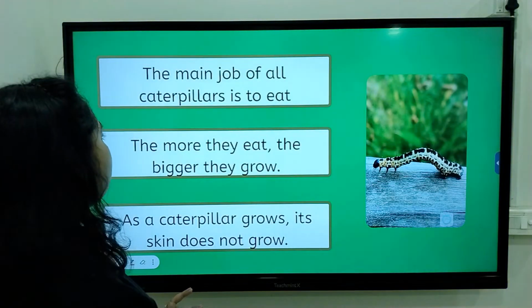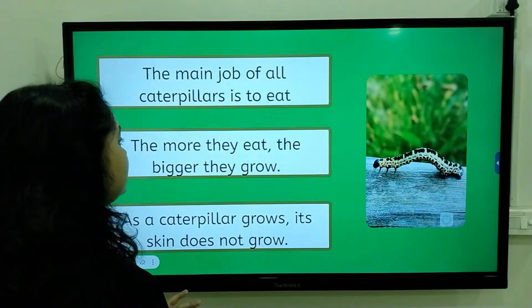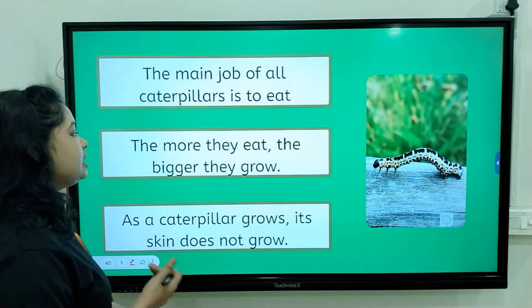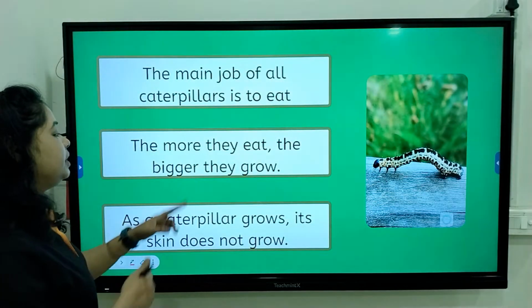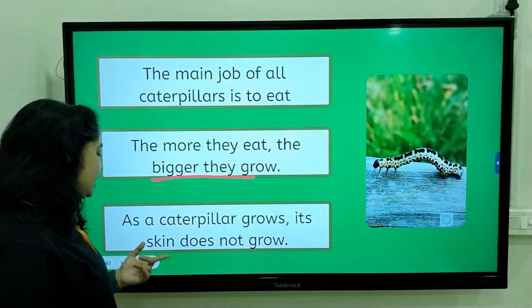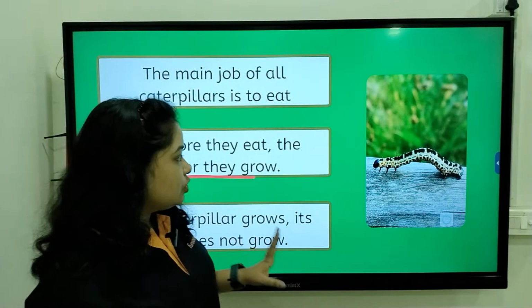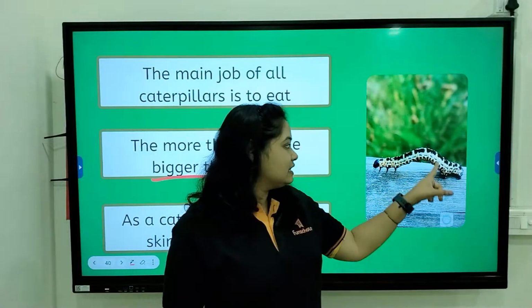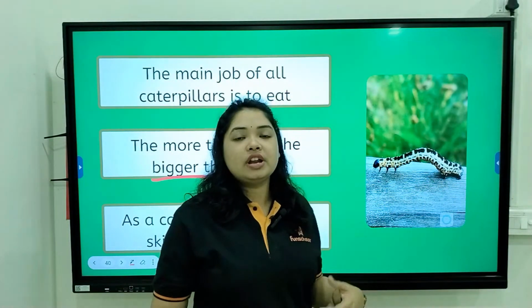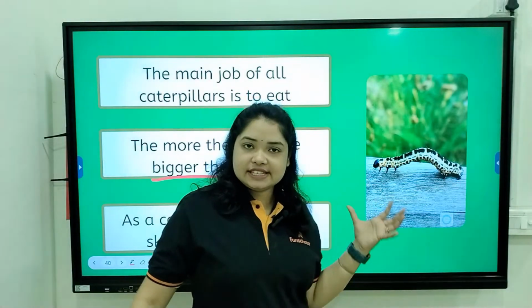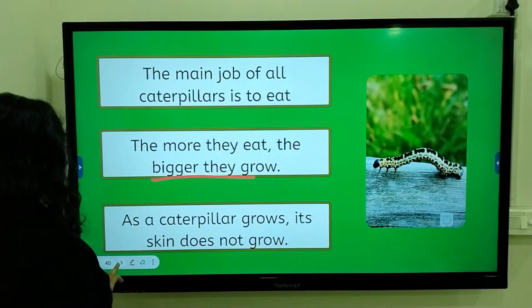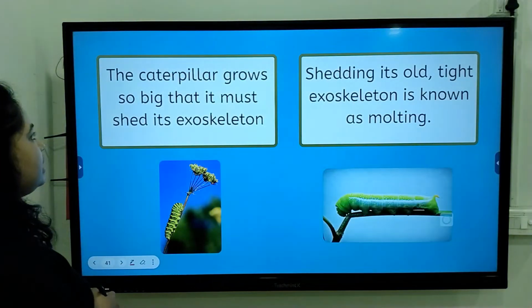The main job of all caterpillars is to eat. It has nothing to do in this stage. It will just keep on eating and growing bigger in size. As a caterpillar grows, its skin does not grow. You can see it is folded, but as the caterpillar keeps on eating and growing in size, the skin size remains the same. There is a particular reason for this uniqueness.